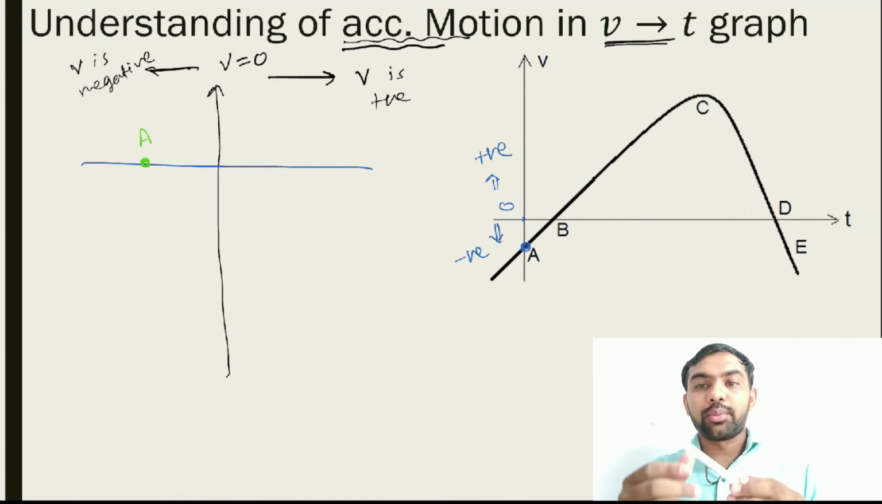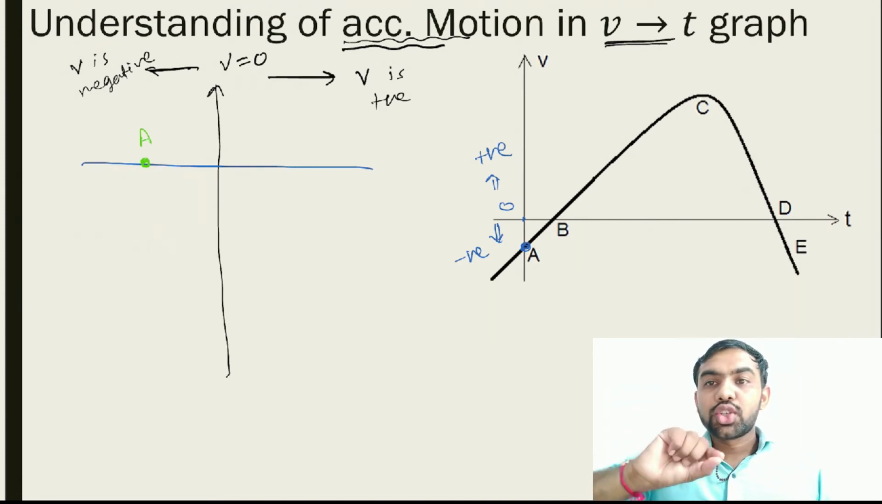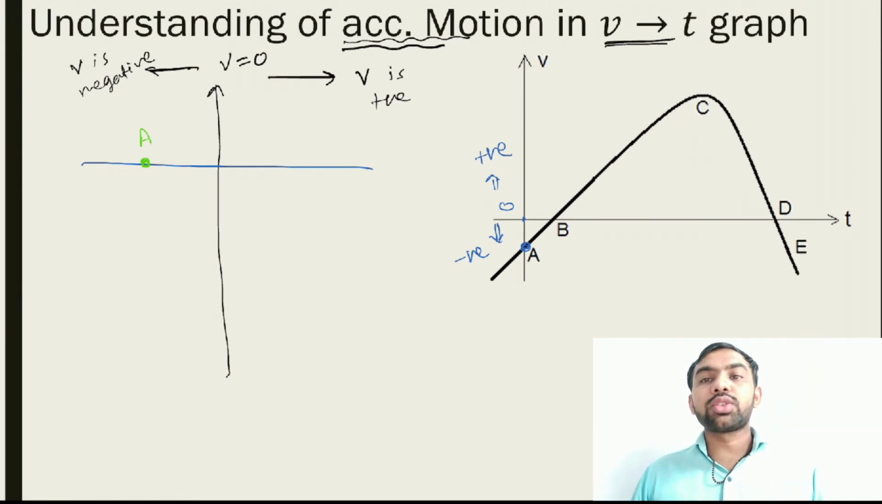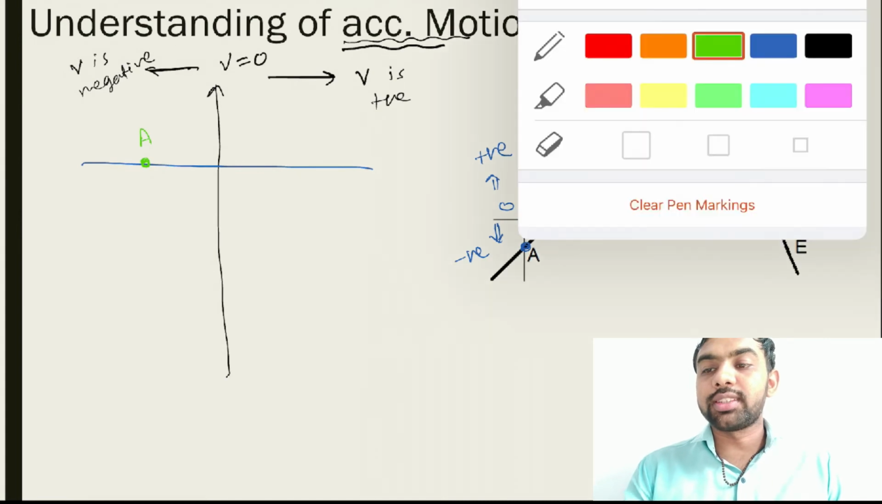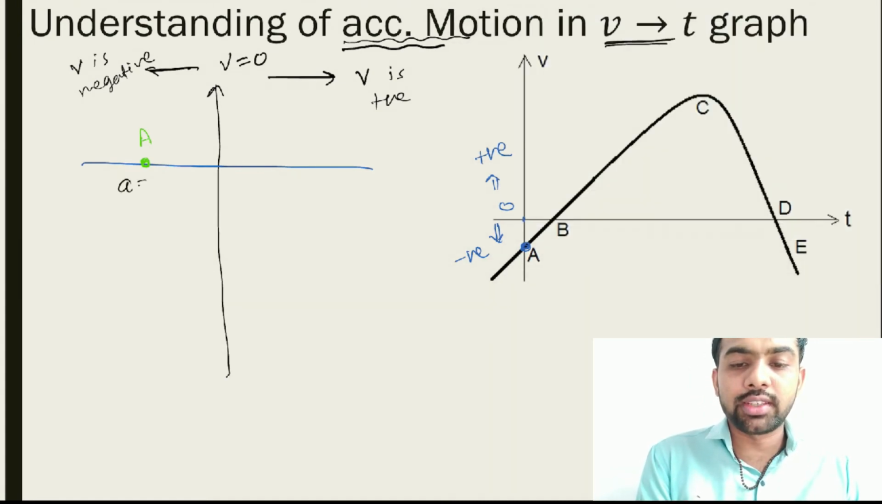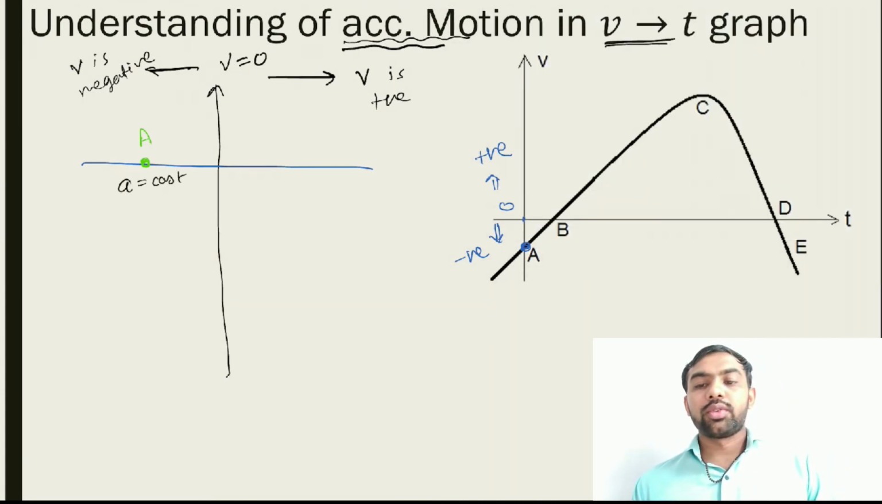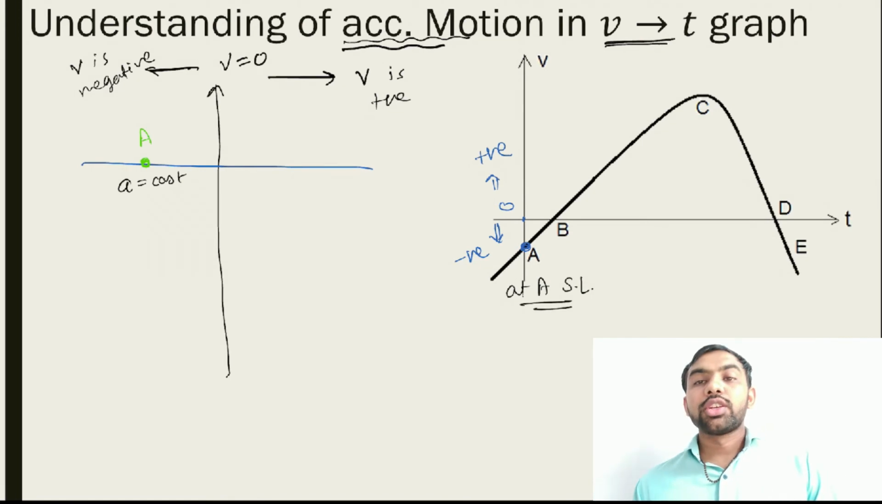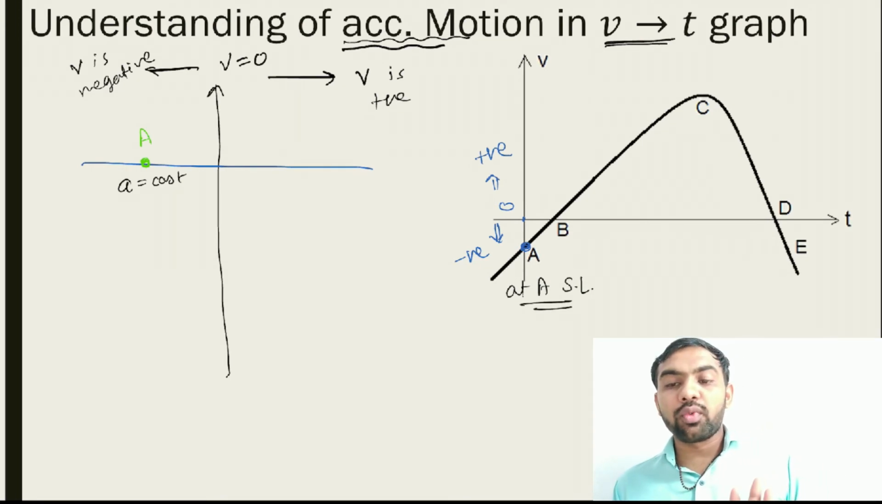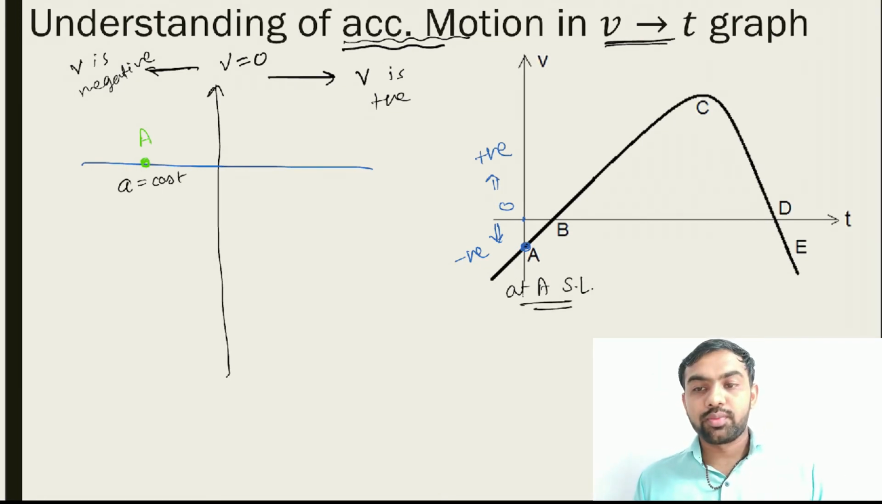That's a straight line. A to B represents a straight line. So straight line means what? Slope is constant. Slope is constant means acceleration is constant. So at A acceleration is constant. Why? Straight line. Straight line means slope is constant. Slope of v versus t graph is acceleration.